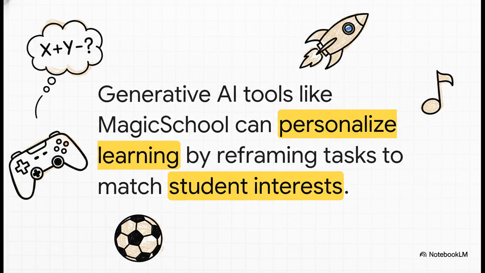A recent study looked at this tool called Magic School. It uses generative AI to help teachers personalize things like math problems. And the goal is fantastic, right? Take a kind of boring word problem and reframe it to be about something a student actually cares about, like sports or video games, to make learning way more engaging.